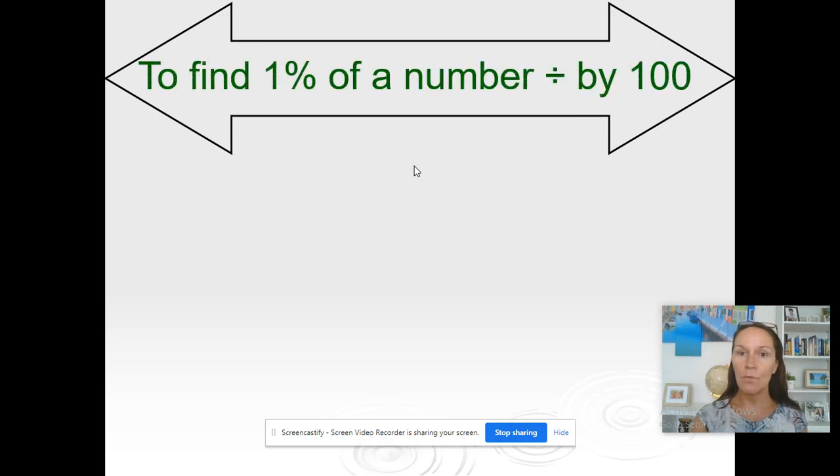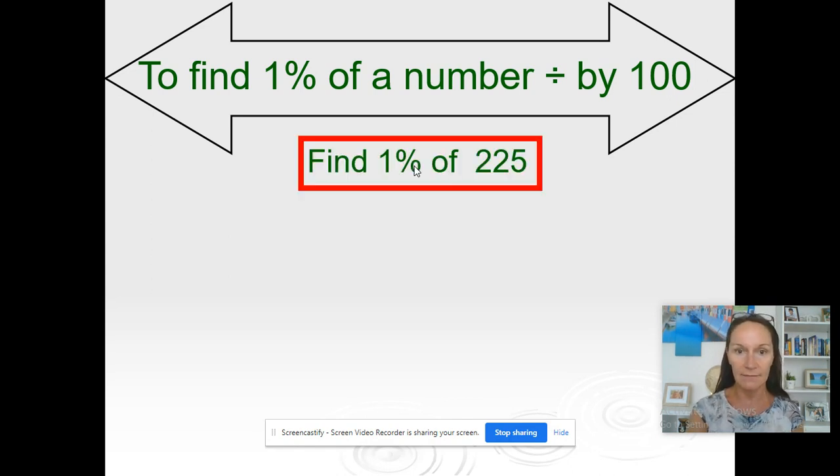So, if you want to find 1% of any number, all you need to do is divide by 100. Now, we've been dividing by 100 ever since you first came into my class in grade 4 back in August. So, if you want to find 1% of 225, then you need to divide 225 by 100. Easy for you guys, you've been doing it for so long. So imagine, we've got an imaginary decimal point there. All the digits are going to be moving 2 places to the right.